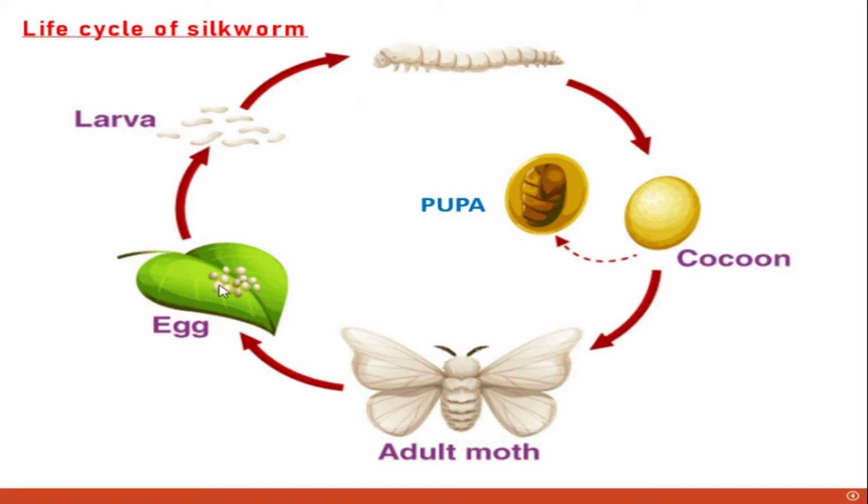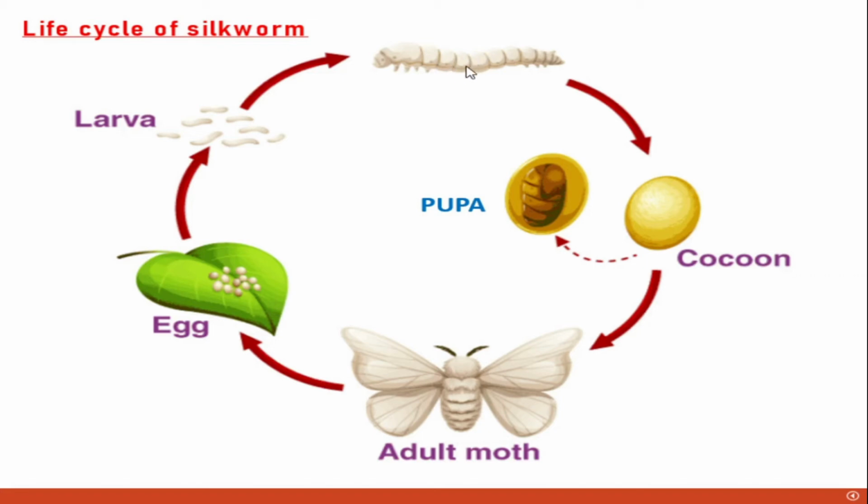So the first stage is the egg, then the second stage is the larva. These larvae contain a pair of silk glands on their head, particularly in this region. These silk glands only secrete silk. Basically, these silks are in liquid condition. When exposed to air, they automatically harden because they contain protein. So this stage is very important because this stage alone helps to produce silk.